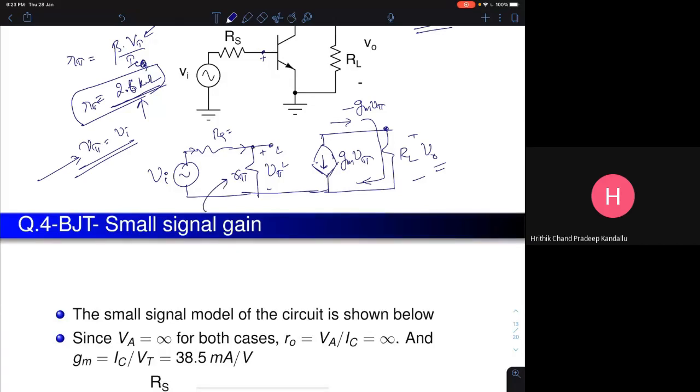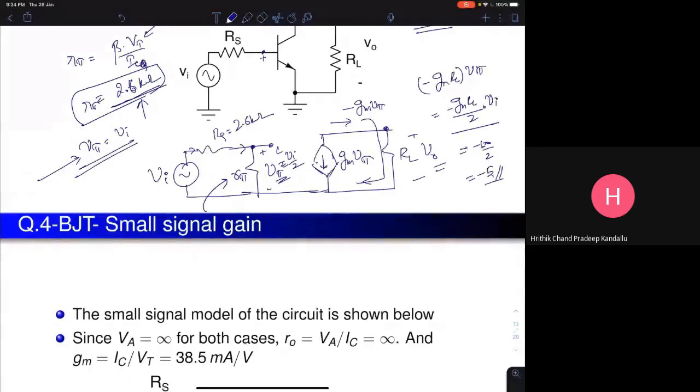So what will be the voltage V pi in terms of Vi? Rs is also given as 2.6 kilo ohms. So you have two equal resistors. Whenever you have two equal resistors, voltage division will be half. So V pi will be Vi by 2. Now what will be the voltage gain? Your voltage gain is minus of GmRL into V pi, which is nothing but minus of GmRL by 2 into Vi. GmRL is 10, 10 by 2 is 5. So the voltage gain is minus 5.